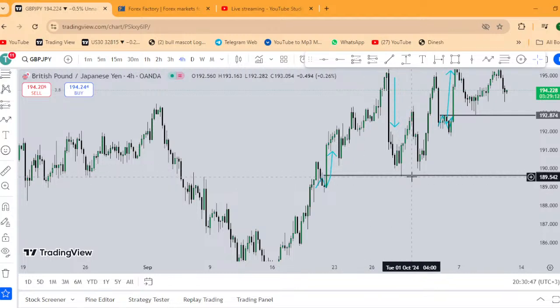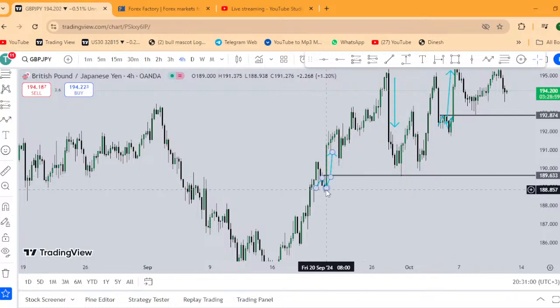So why am I entering from here? This consolidation here was a strong one. Remember, this is a 4-hour chart. The consolidation was there. They formed this candle here. So after forming this small candle here, they had to break through. A breakthrough was an indicator that buyers have won the battle.